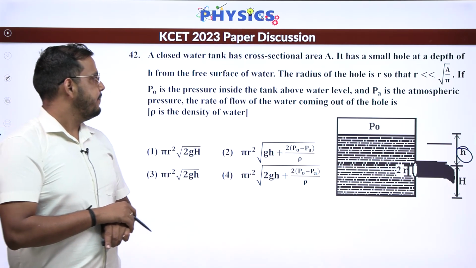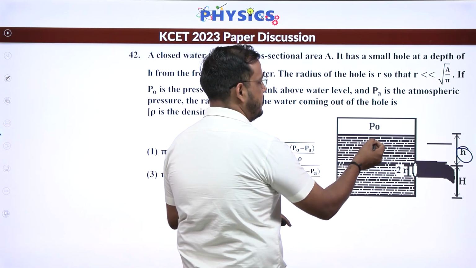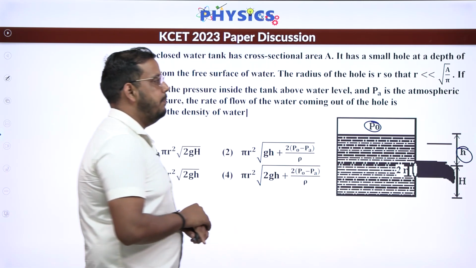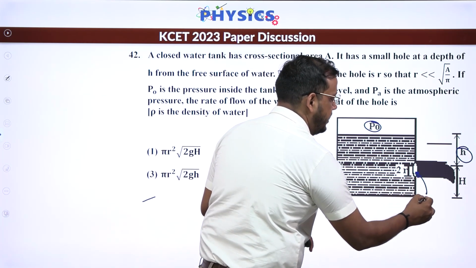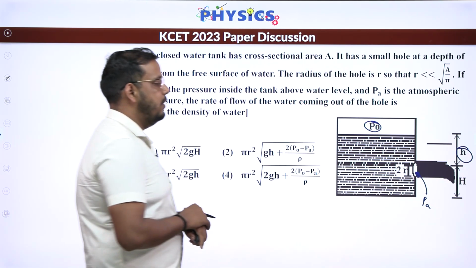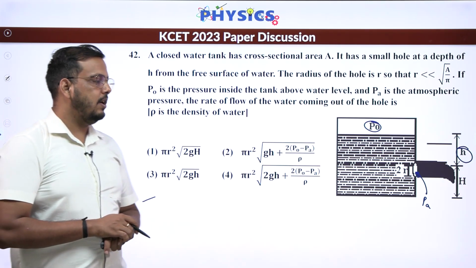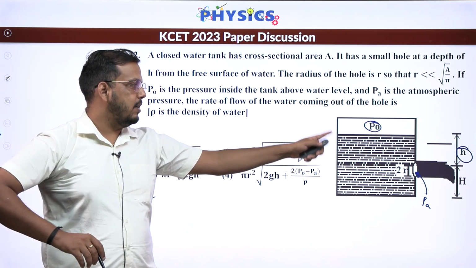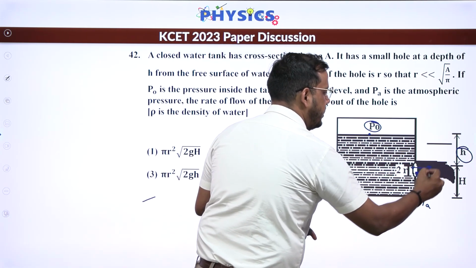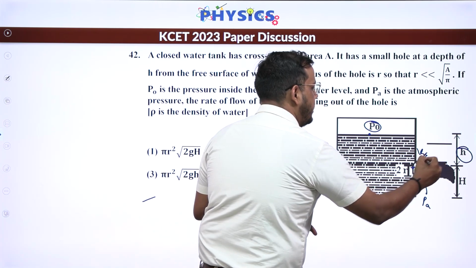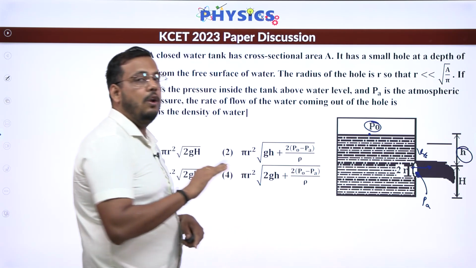If P naught is the pressure inside the tank above the water level, so here the pressure just above this is P naught, and PA is the atmospheric pressure. So the pressure here on the orifice is PA, because it is open to atmosphere. The rate of flow of water coming out of the hole is... So here we will apply the Bernoulli relation between this point and this point. Let's suppose the velocity of efflux is VE. Since this area of cross section is very large, we will consider this velocity almost zero.